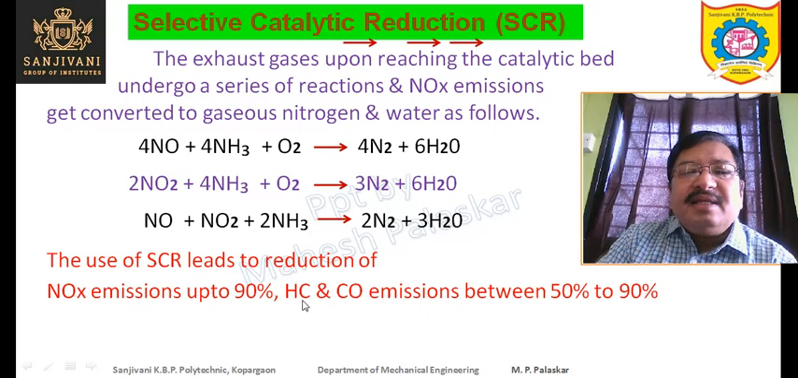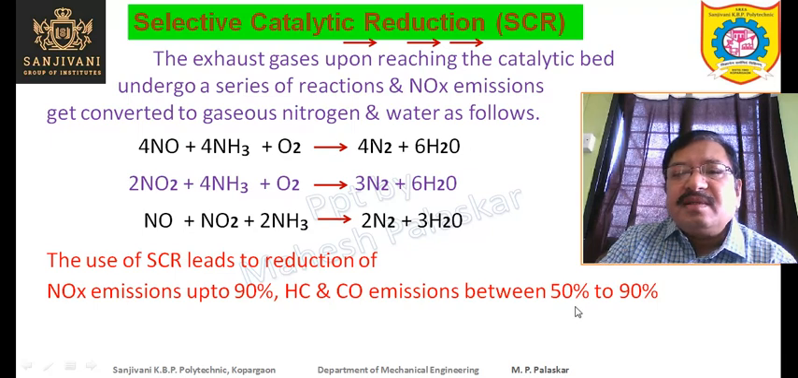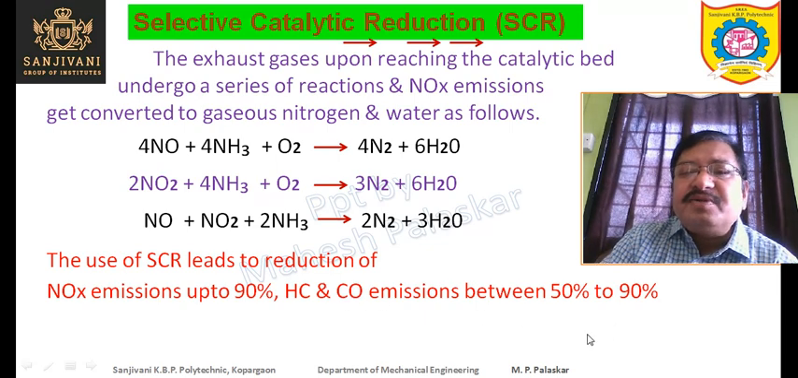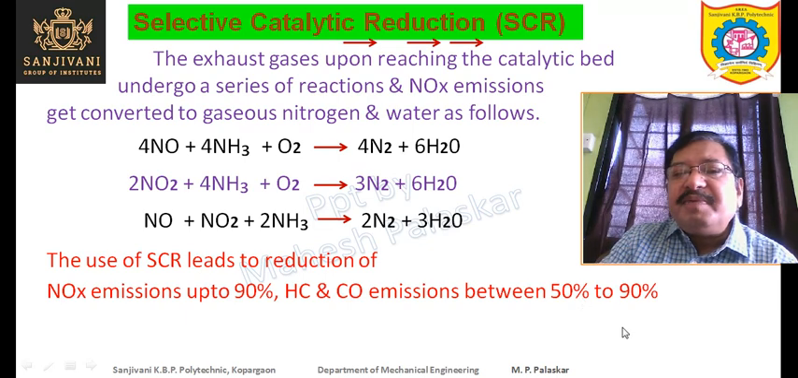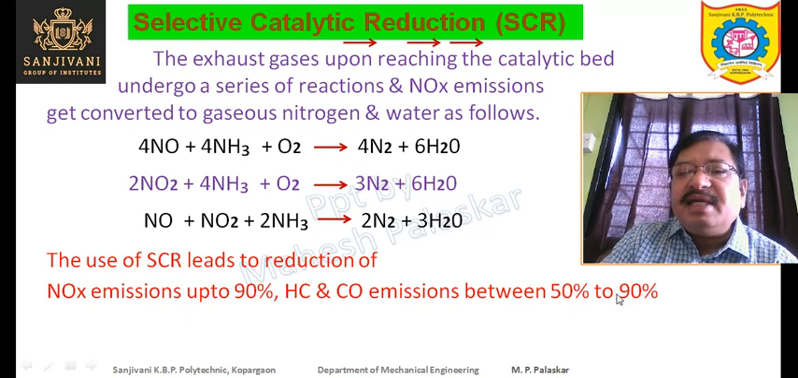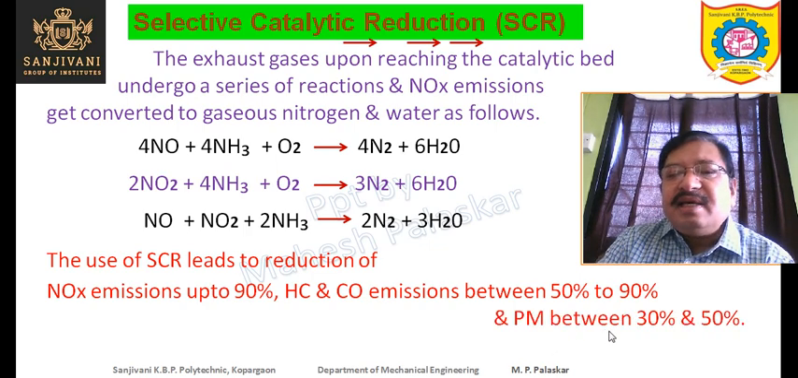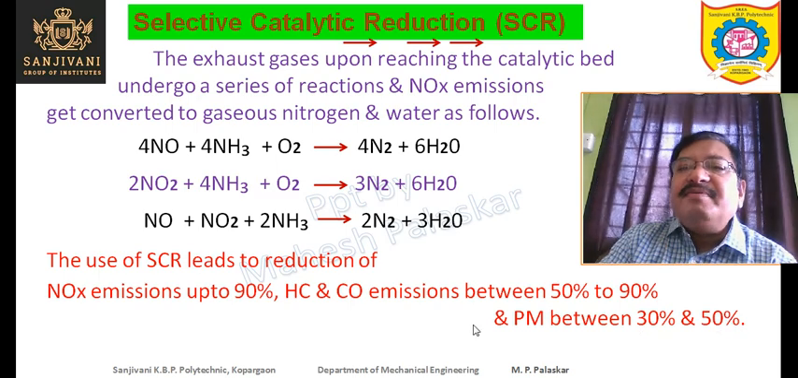At the same time, the unburned hydrocarbons and carbon monoxide emissions are also reduced, by 50% to 90%. The range is 50% to 90%. And the particulate matter is also filtered in the particulate matter filter, and it also gets reduced by 30% to 50%.